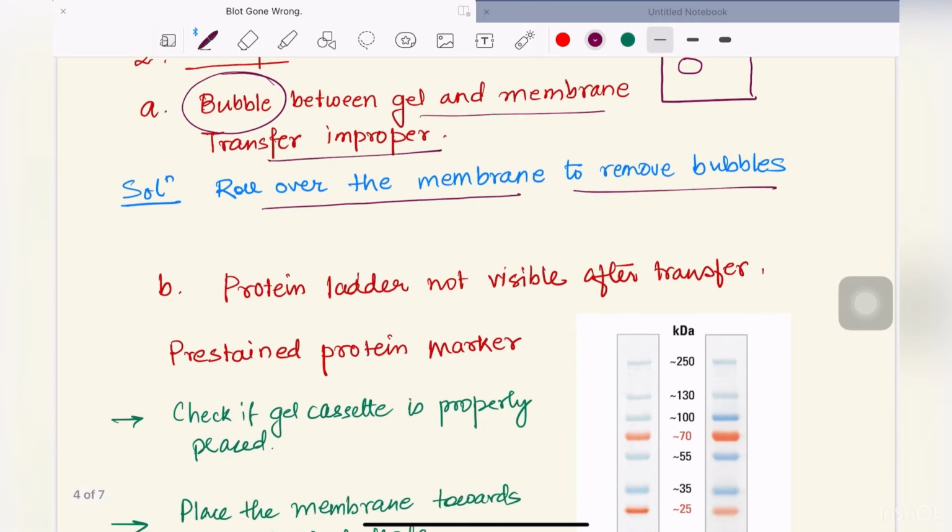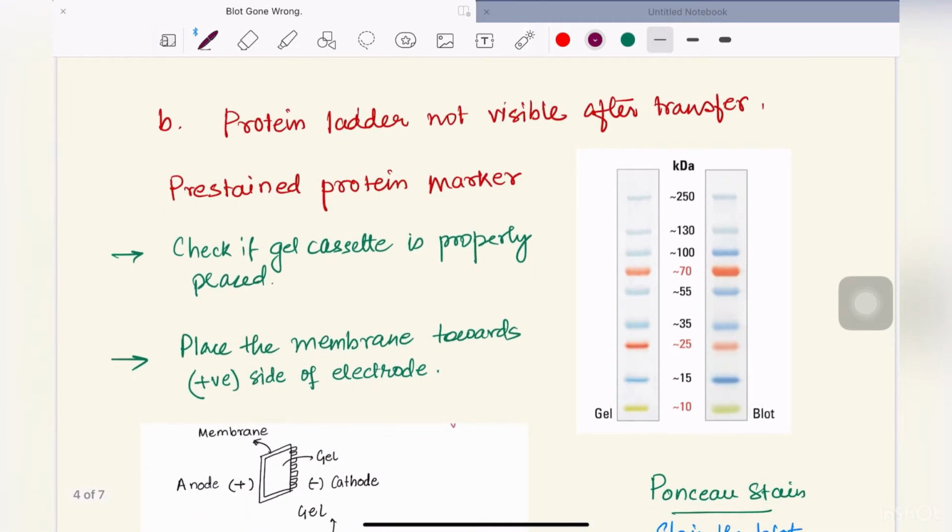Next is, suppose your protein ladder is not visible after transfer. In case of Western blot, the most commonly used protein ladder is a pre-stained protein ladder. In this pre-stained protein ladder, there are many proteins which have particular stains, so they can be observed on your gel, as well as on the blot when the ladder is transferred onto it.